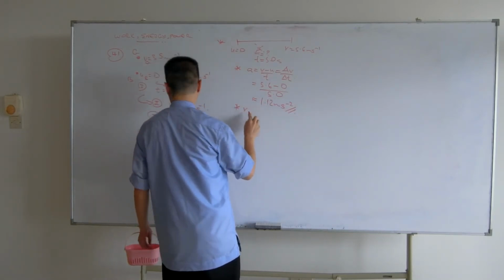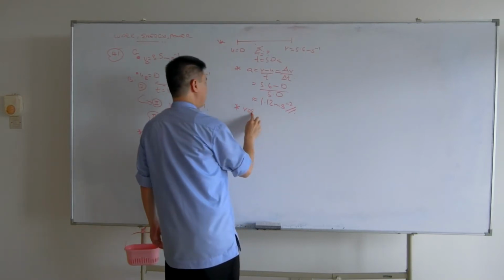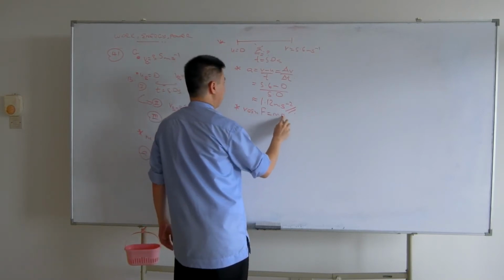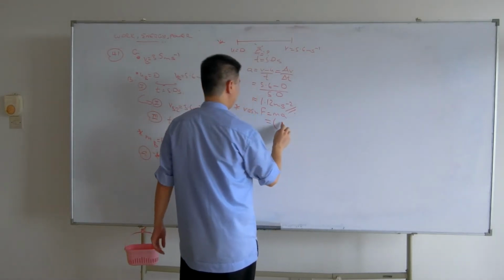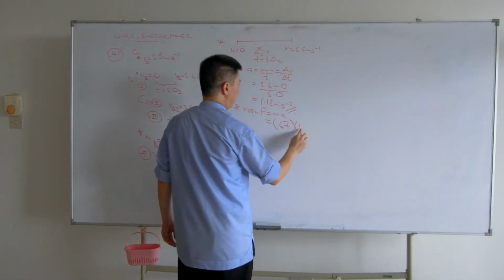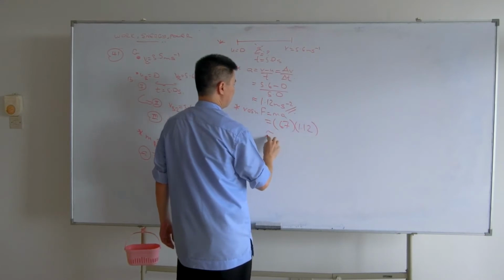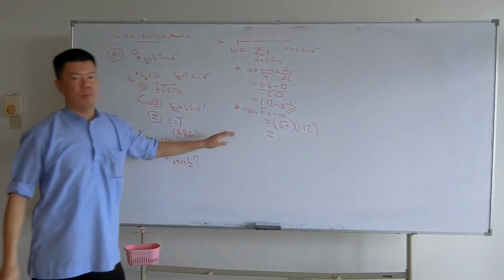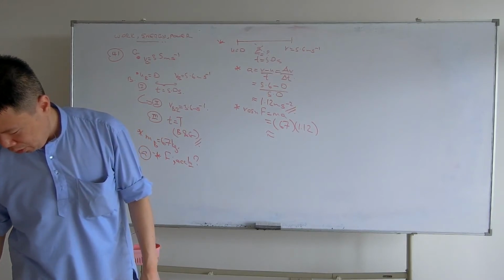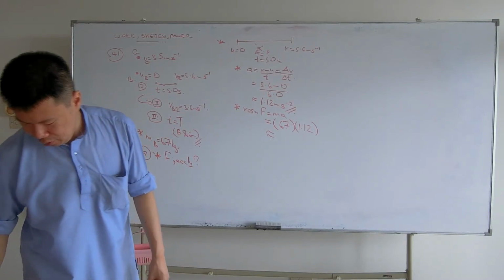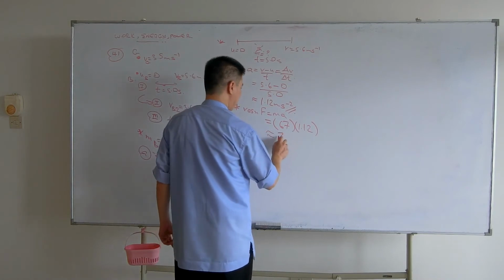Now, you want to find what is your force. Resultant force is equal to ma, 67 times 1.12. So with this calculator, hopefully when I pause this video, you should have a value of around 75 newtons.